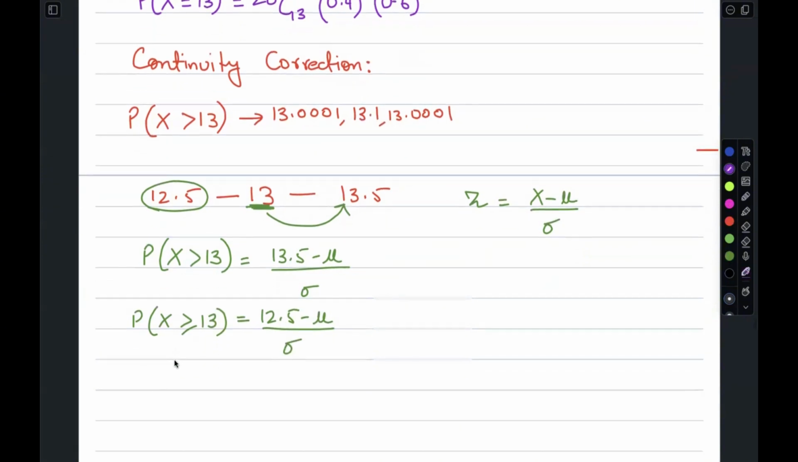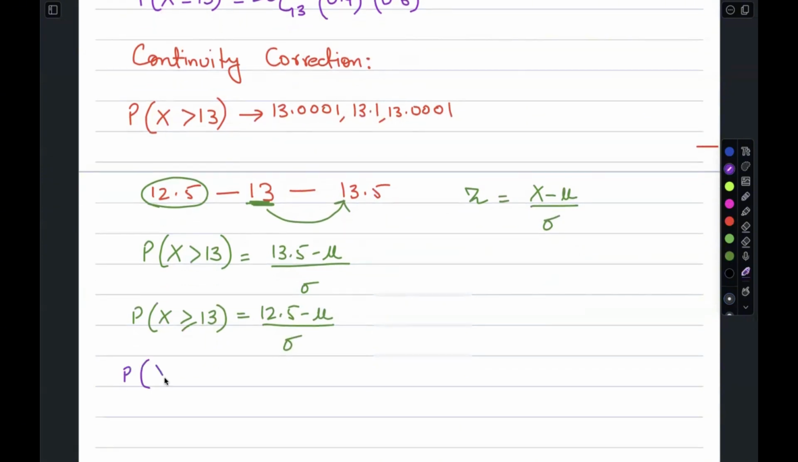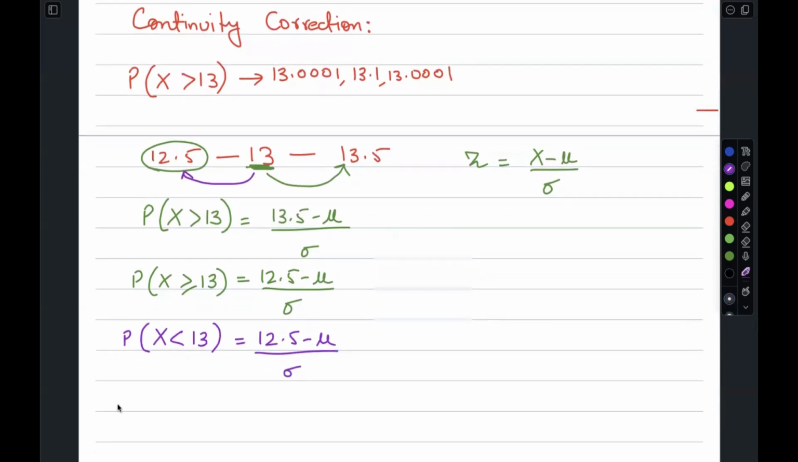And instead, if it was the probability for x is less than 13, it means we have to go below 13, and as we cannot take 13, we'll take 12.5 instead of 13, and that will be 12.5 minus mu upon the standard deviation. And if it was x is less than or equal to 13, in that case, as 13 is included, we'll write 13.5 minus mu upon the standard deviation.